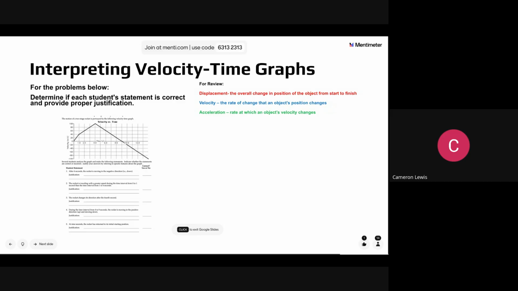So after the first one, the student says, after 4 seconds, the rocket is moving in the negative direction. You say yes. Why do you say yes? Down to the negative. After 4 seconds, after a few seconds, it starts to go down. Okay. And we're looking at a velocity time graph. I saw you shake your head. What'd you say?